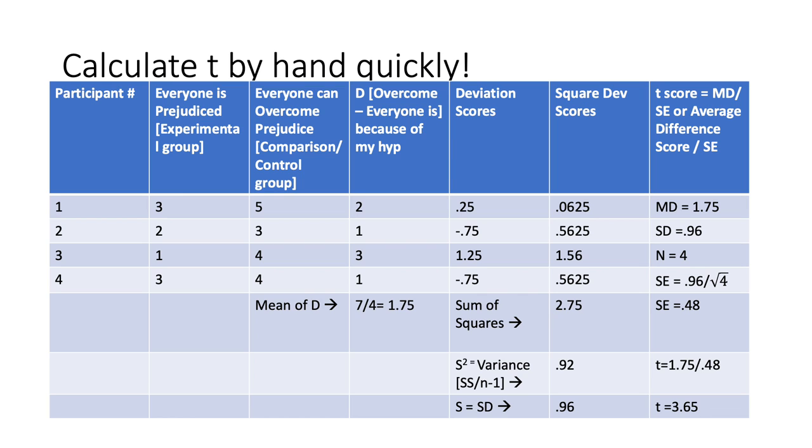So I took 5 minus 3 to get 2, 3 minus 2 to get 1, 4 minus 1 to get 3, 4 minus 3 to get 1. Okay, so those are my difference scores. What's the average of my difference scores? 2 plus 1 is 3, plus 3 is 6, plus 1 is 7, divided by 4. There's 4 difference scores, equals 1.75. You'll remember from last time or from our output that that is the mean difference.